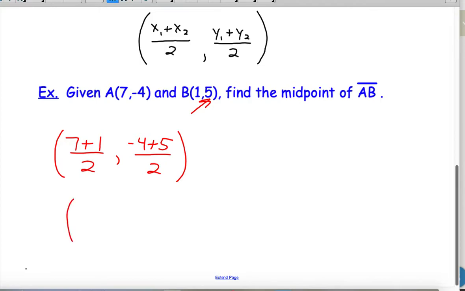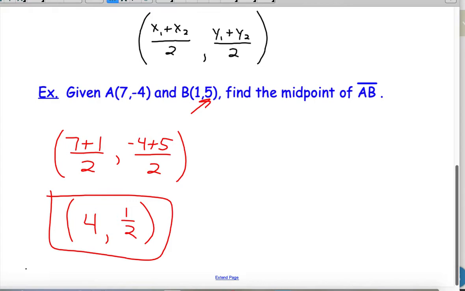So 7 plus 1 is 8. 8 divided by 2 is 4. Negative 4 plus 5 is 1. 1 divided by 2 is a half. You could leave it as 1 over 2 if you like. Or if you don't like that and you want decimals, 1/2 is 0.5. So either way you want to do it, since I've been doing decimals, let's leave it as a fraction.